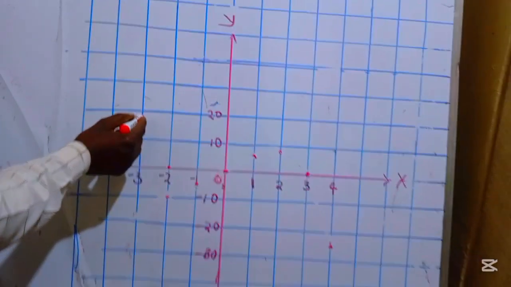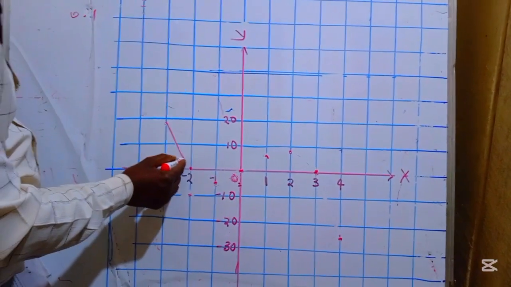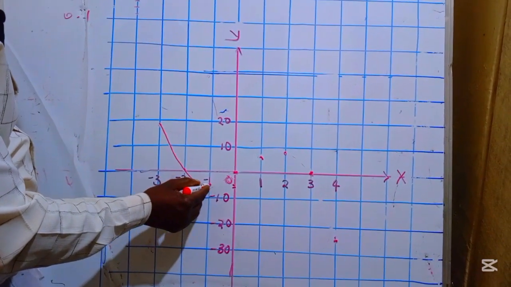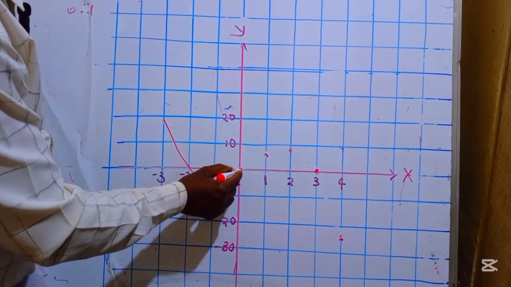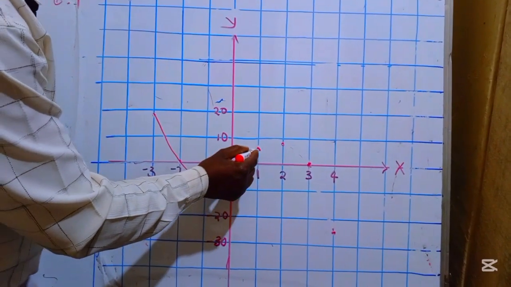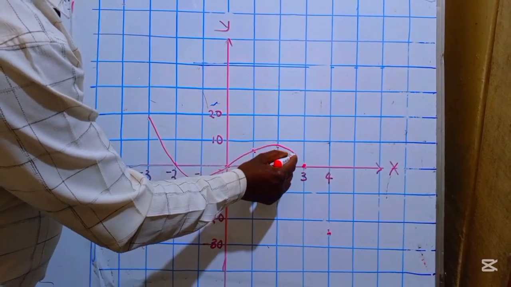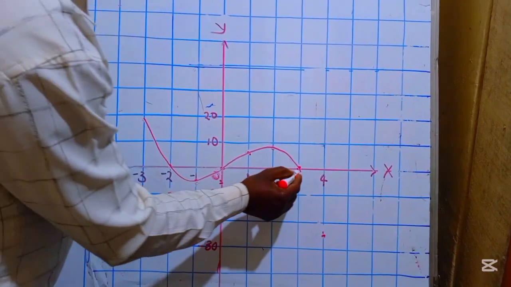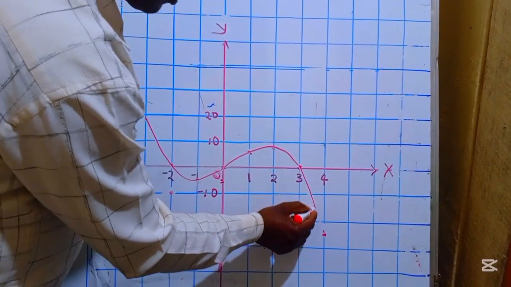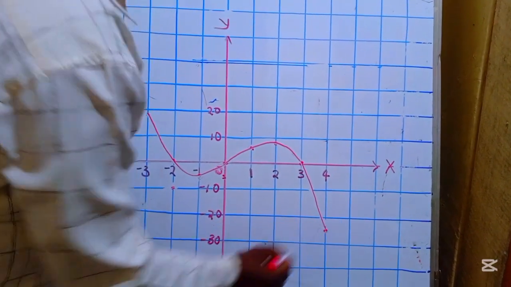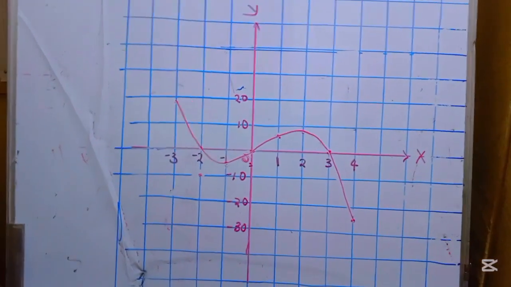You are here. You are curving it. You can see I'm joining these points. It goes. You can see that I'm joining these points up to there. So this is the curve which I've drawn.